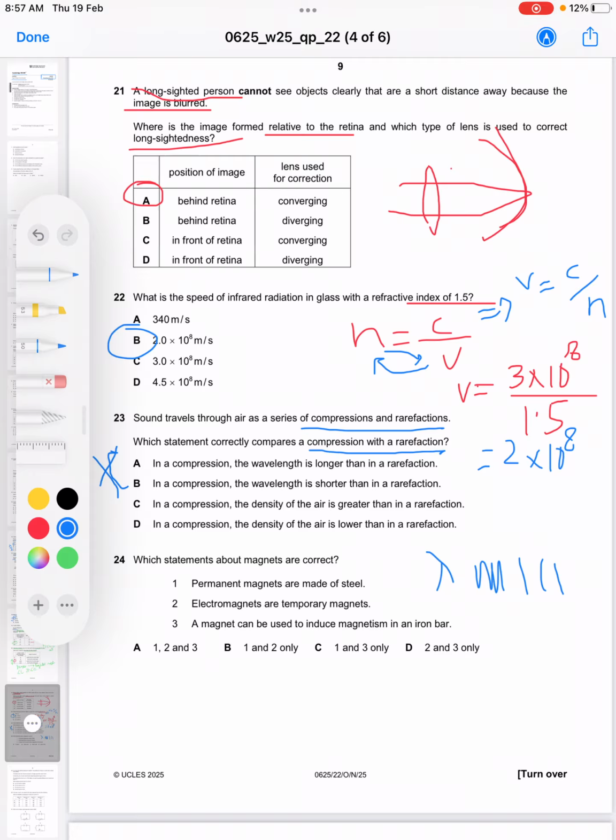In compression, the density of the particles is greater than in the rarefaction. Yes, this is correct. In compressions, we have high density. So option C is correct.